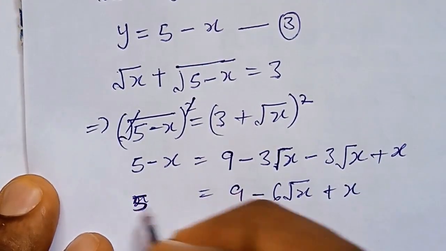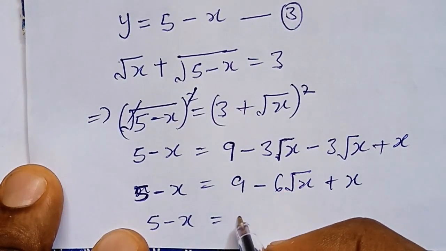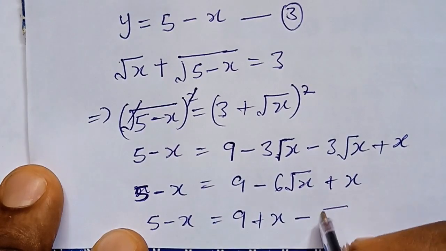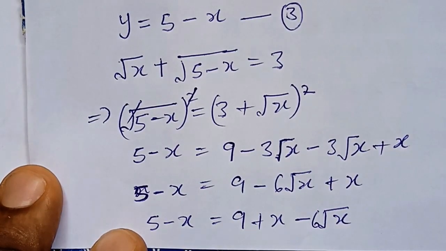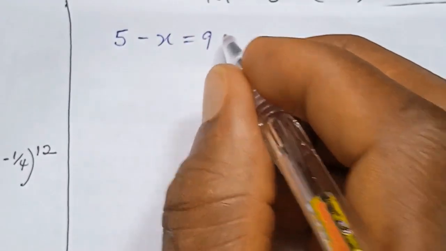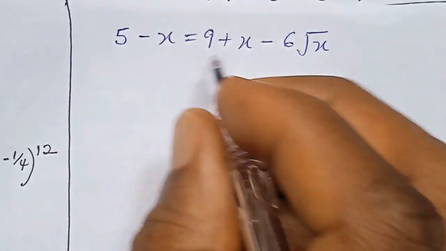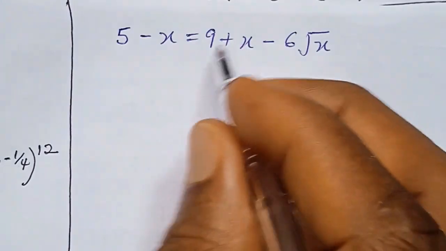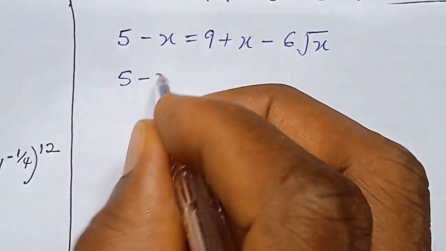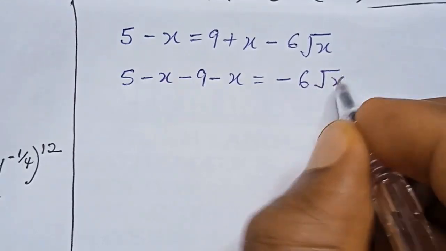So we have at the left hand side 5 minus x. So 5 minus x will be equal to 9 plus x minus 6 square root of x. From here, let's move this expression to the left hand side: 5 minus x minus 9 minus x equal to minus 6 square root of x.